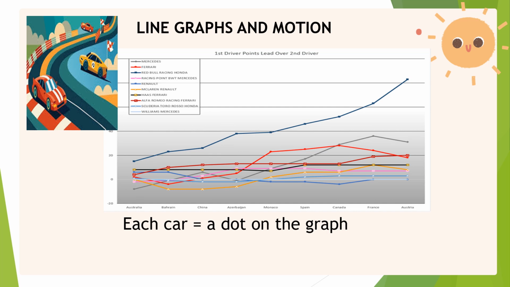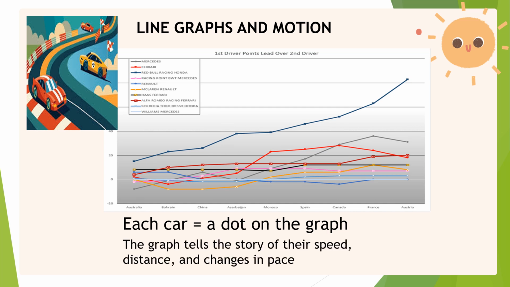Think of each car in the race as a dot on a line. So as time passes, those dots trace the journey of each car, showing us how far it's gone, how fast it's moving, and if it's speeding up or slowing down. So a line graph is like painting a picture of the race using numbers. It helps us understand the motion of the cars, who's moving fast, who's slowing down, and who's changing pace.